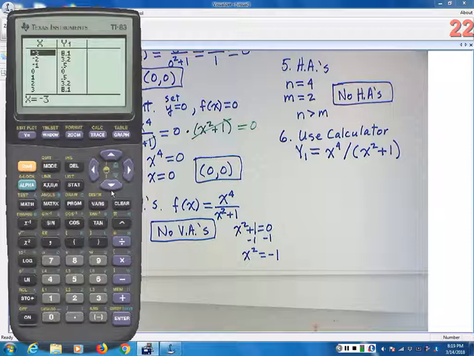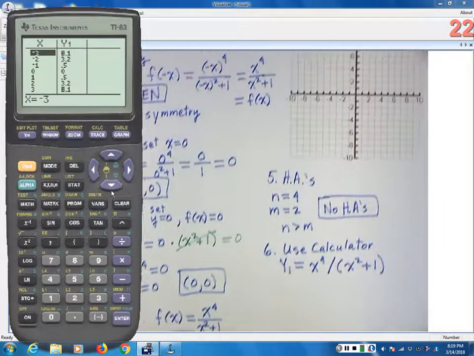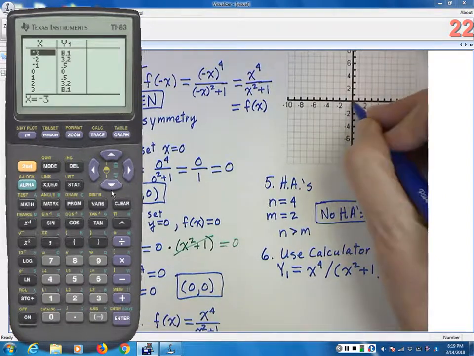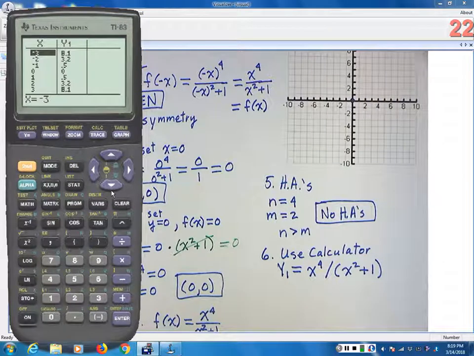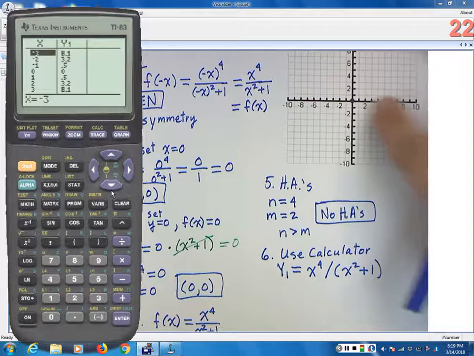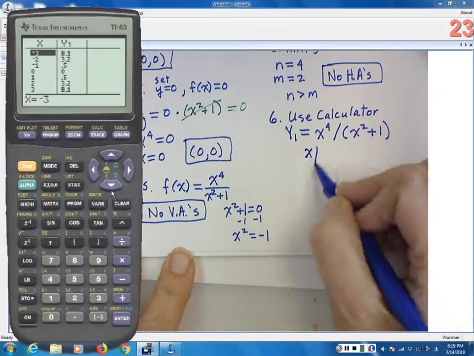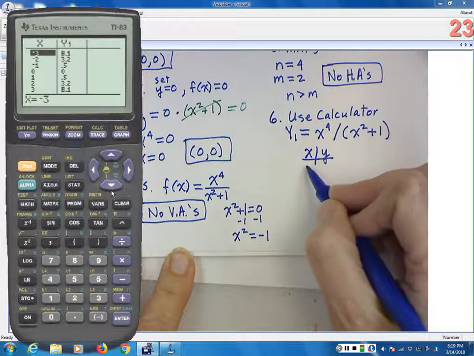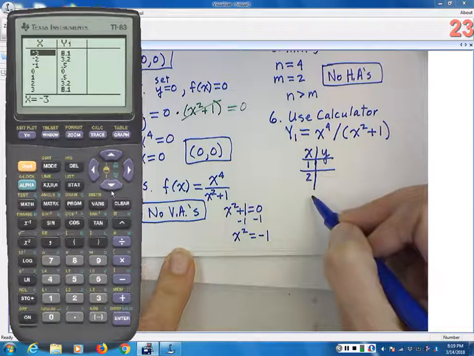Alright, well, what do we have so far? We have that it's an even function. Wow, we have 1 point on this graph so far. We have this point, 0, 0, and we know it's even. So we better find some points to the right of 0. So let's just find at 1, at 2, and at 3.